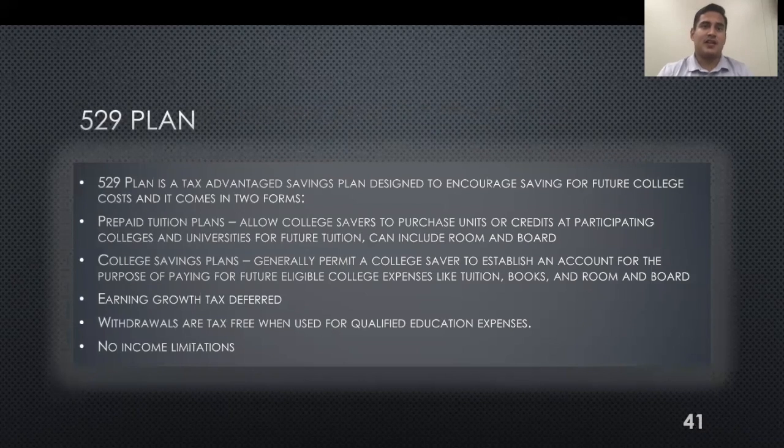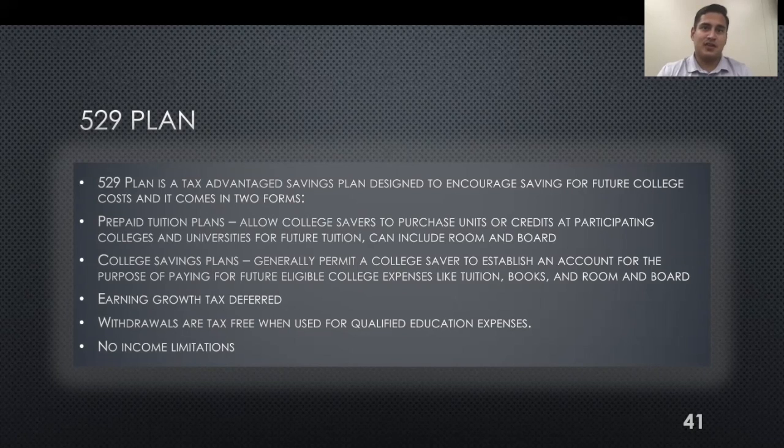So next, I'll explain the specific ways you can pay for college. I'll start with the savings plans. The first plan is the 529, which is a tax-advantaged savings plan designed to encourage savings for future college costs, and it comes in two forms. The first is a prepaid plan, which allows college savers to purchase units or credits at participating colleges or universities for future tuition, which can include room and board expenses.